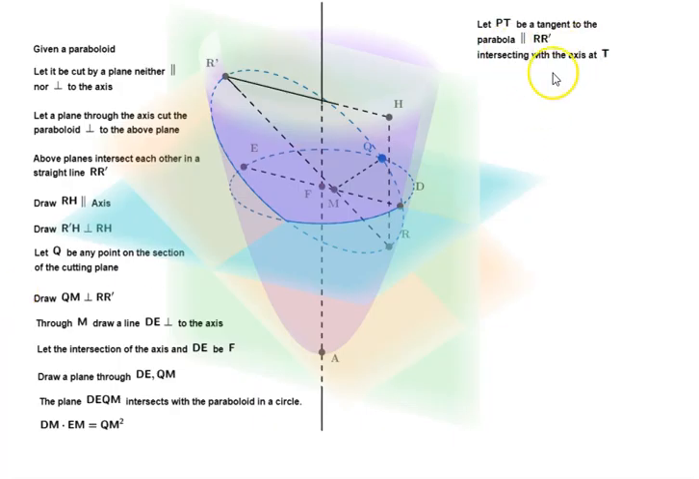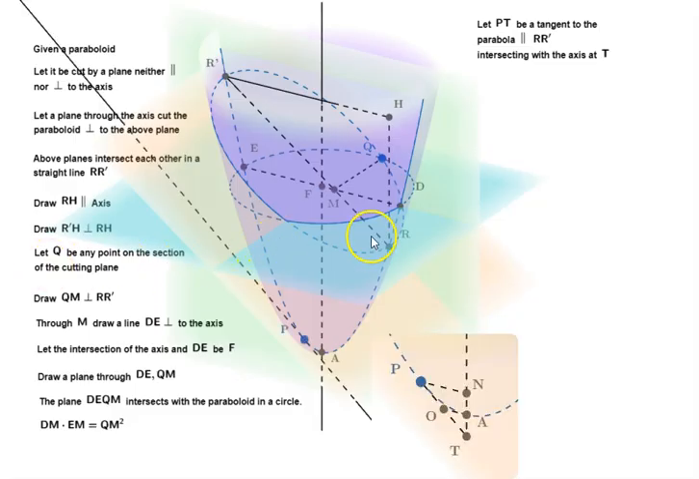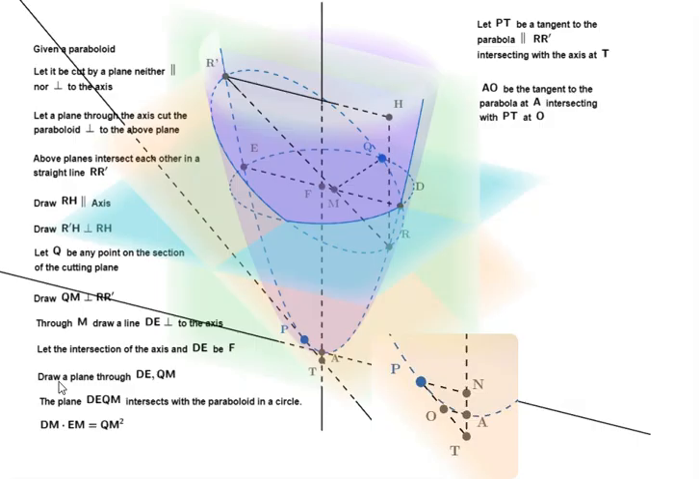Now, let PT be a tangent to the parabola. Which parabola? Let's draw the parabola, which is the generator of this paraboloid through R prime. So this is our parabola. We have to take a tangent PT, which is parallel to RR prime. So let's take a tangent which is parallel to RR prime. Let it intersect with the axis at D. Now, AO be the tangent to the parabola at A, intersecting with PT at O. So we have another tangent at A, intersecting PT at O. And next, we draw PN perpendicular to the axis.